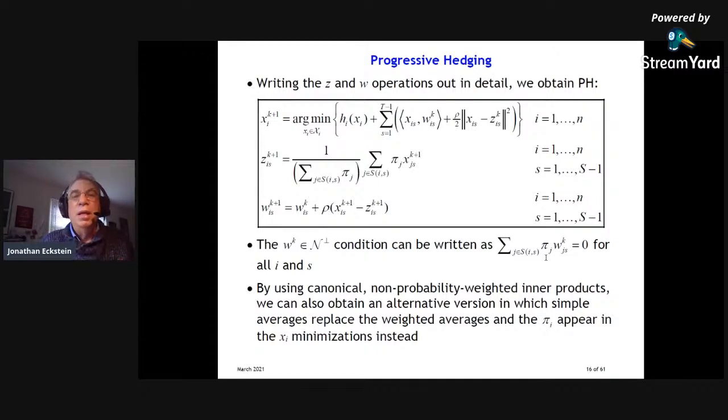Okay. If you don't use that weird inner product I talked about, you can get a different version of this where all the averages you're taking are just simple averages. But then the probabilities appear in this step here instead, so you kind of have a choice. If you use the standard inner product, the probabilities appear here. If you use this weighted inner product that Rockafellar and Wets used, then the probabilities appear in this step instead. So they can either appear here or there. You have a choice.